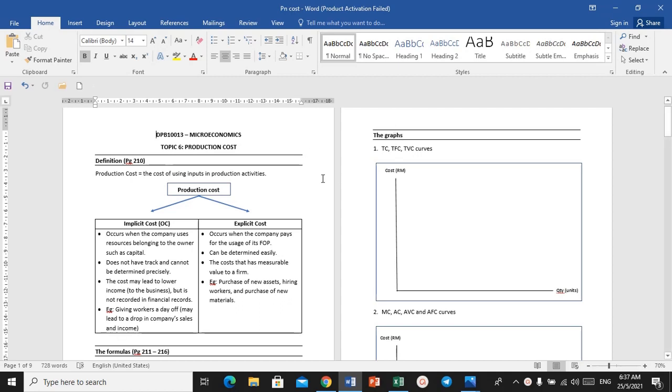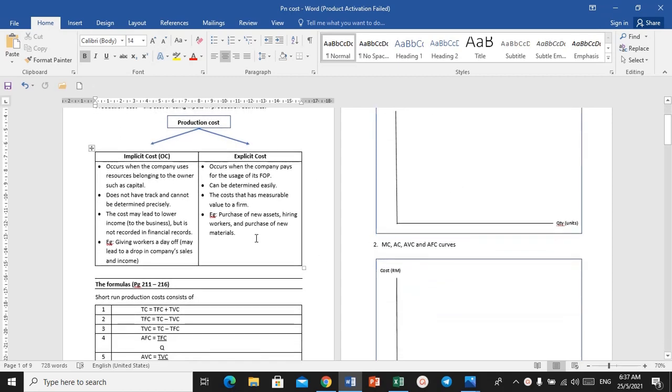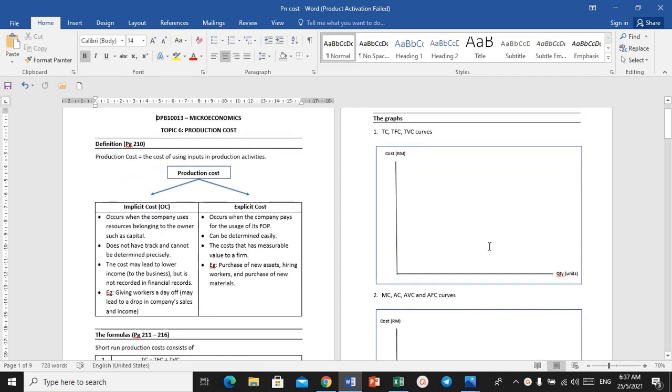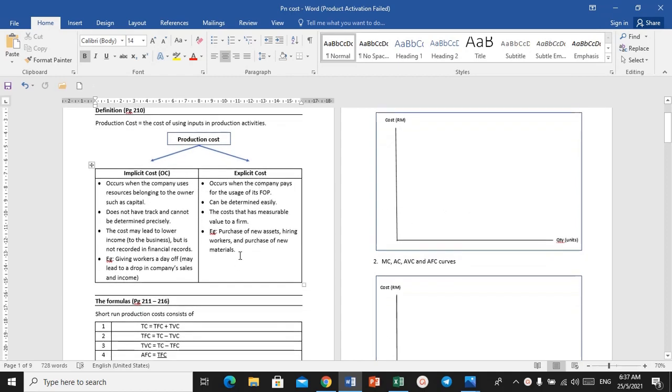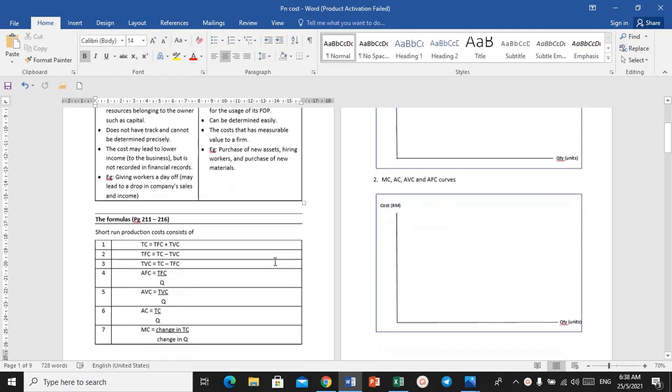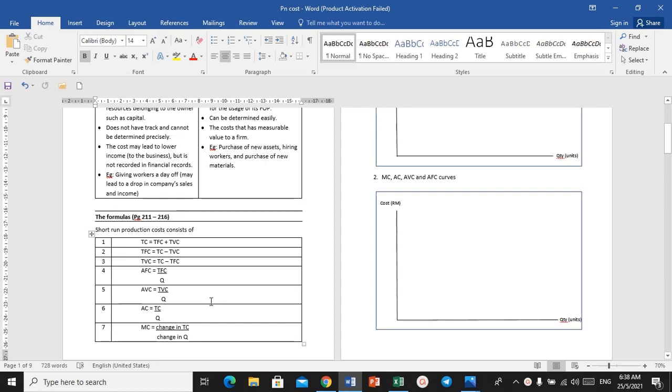So I'm going to use this video to teach you about the technique of how you should do the sketching for the short run production cost. We are going to use two graphs for this, and we will have 7 different curves to comply with the short run production cost that we have learned earlier in our previous class.